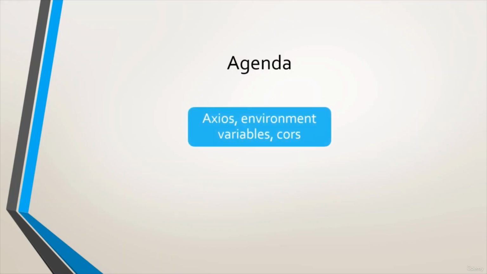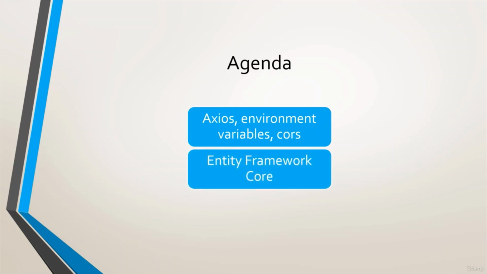by talking about Axios, environment variables, and CORS. Later, we will create our database in SQL Server using Entity Framework Core. Then, we will do the CRUD logic for each of our entities. That is, we will be able to create, read, update, and delete records from each of the tables in our database. We are going to start this module by cleaning up our Web API project.